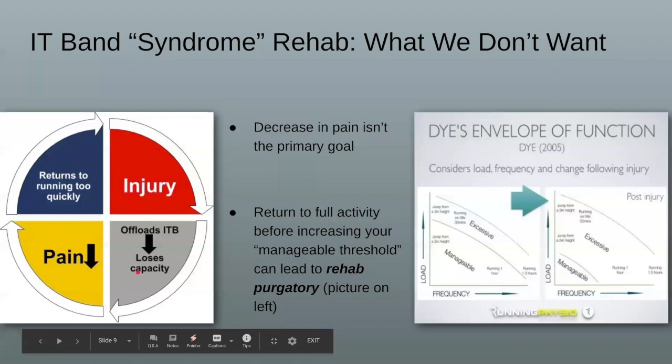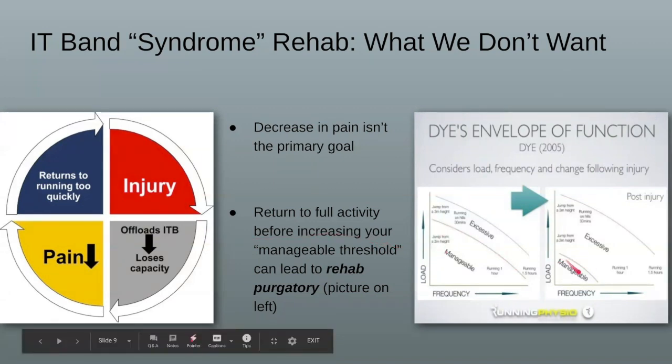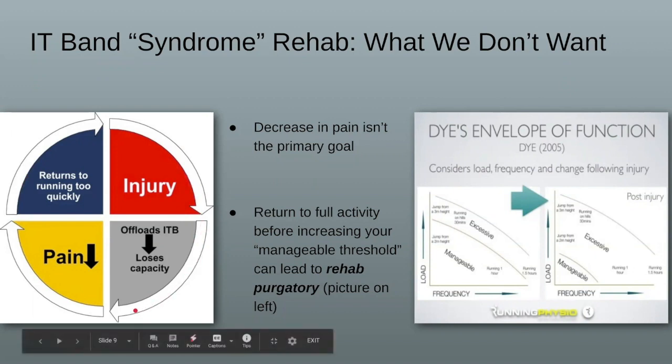And you offload it. So that means you rested it, but you're also losing capacity, meaning your threshold over here is starting to drop more and more. And yes, you are going to have a decrease in pain because you're not doing anything. We don't always want that decrease in pain to be the primary goal here. We don't want you to get back to running or back to cycling or whatever that activity is too quickly, or just end up in this kind of reciprocal relationship over here.